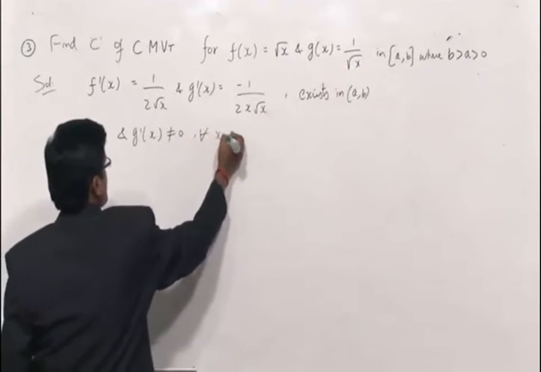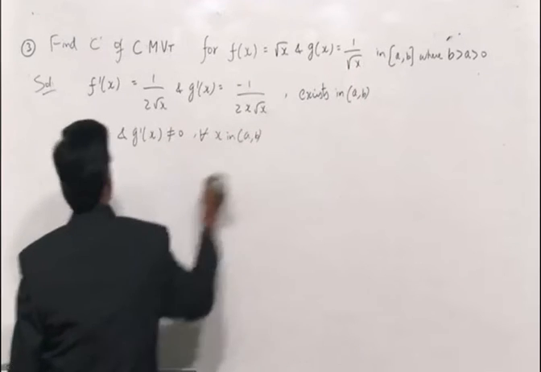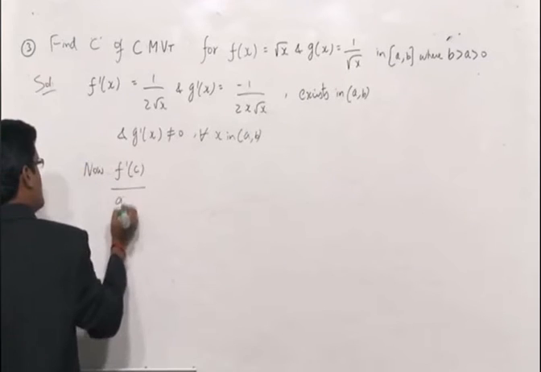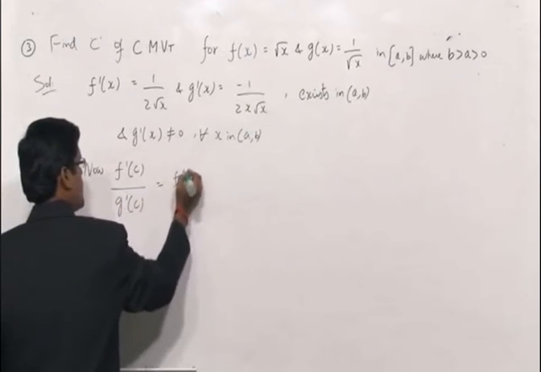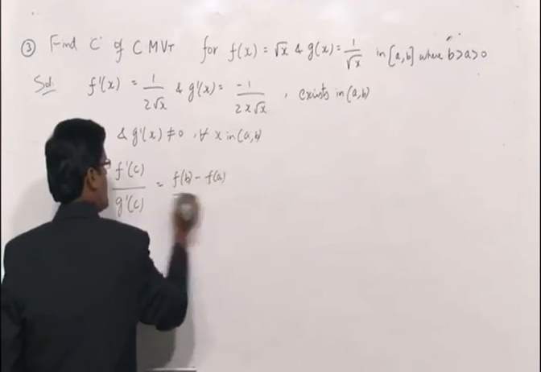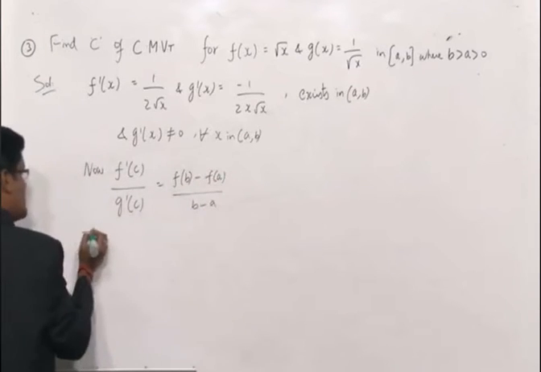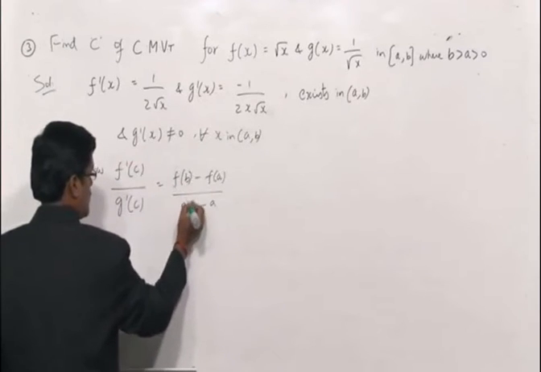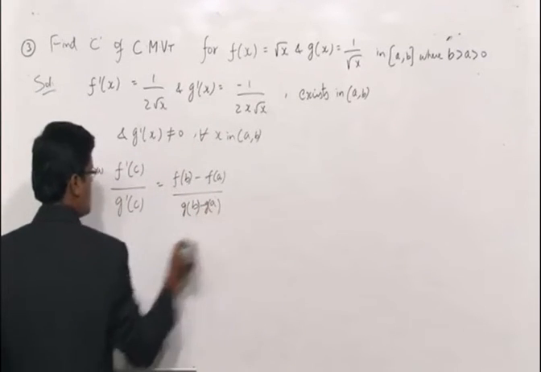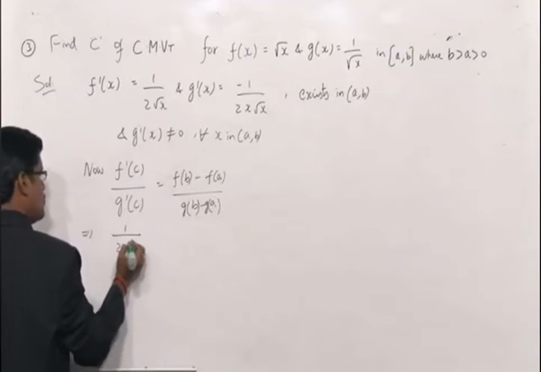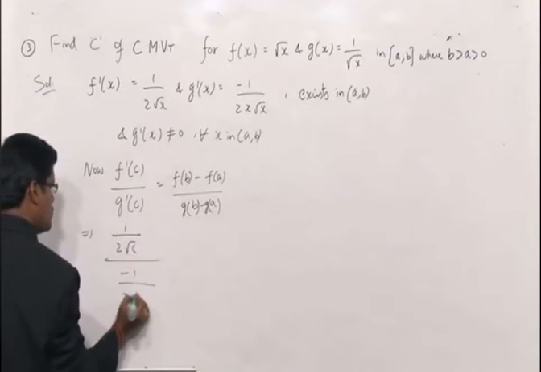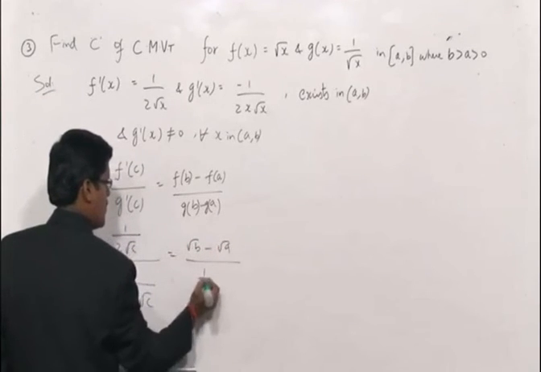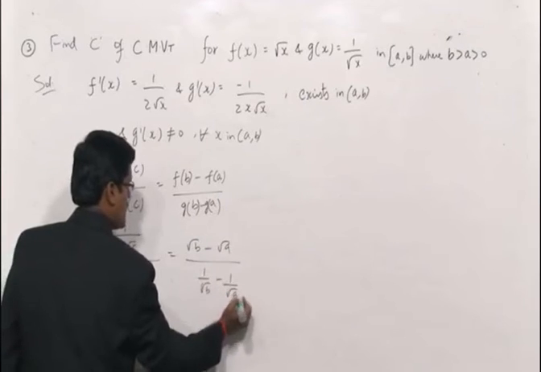For all x in the open interval (a, b). Now the formula for finding c: f'(c) by g'(c) is equal to (f(b) minus f(a)) by (g(b) minus g(a)). In f'(x) and g'(x) put c, and then in f(x) and g(x), sorry, here I have written wrong, g(b) minus g(a). So 1 by 2 root c minus 1 by 2c root c is equal to (root b minus root a) by (1 by root b minus 1 by root a).